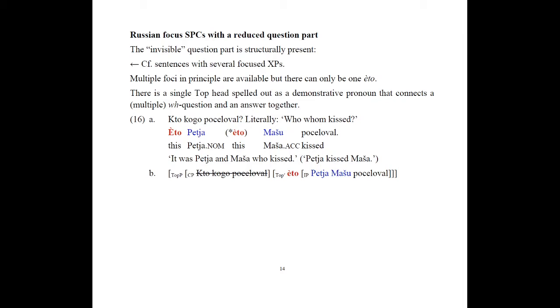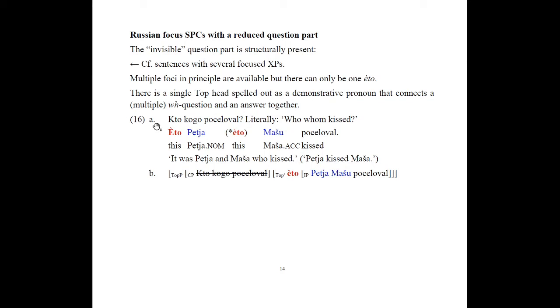So we argue that that is because there is always this single top head, spelled out as a demonstrative pronoun, that connects a wh-question and an answer together, and that wh-question can have multiple wh-operators, right? And the answer can have multiple foci, but there is always this one demonstrative, this one top head connecting the two. You can see in example 16.